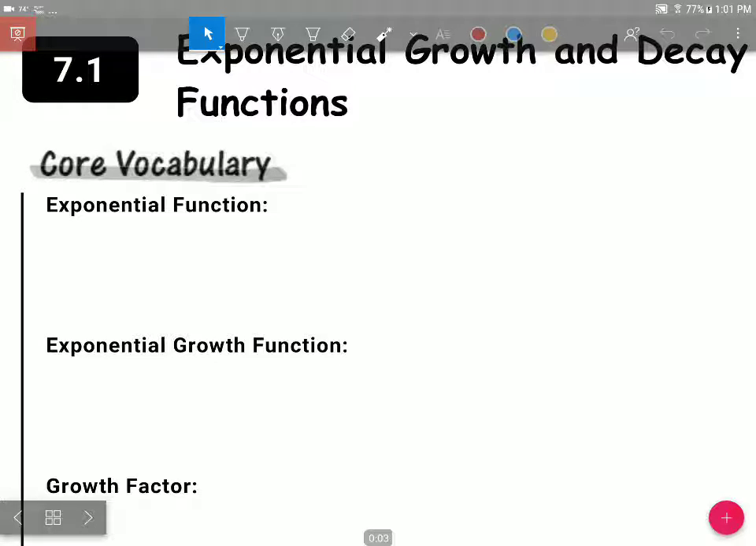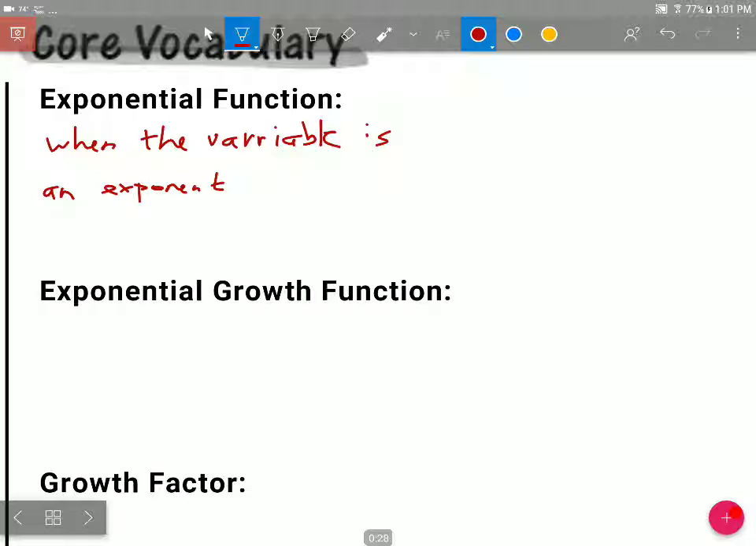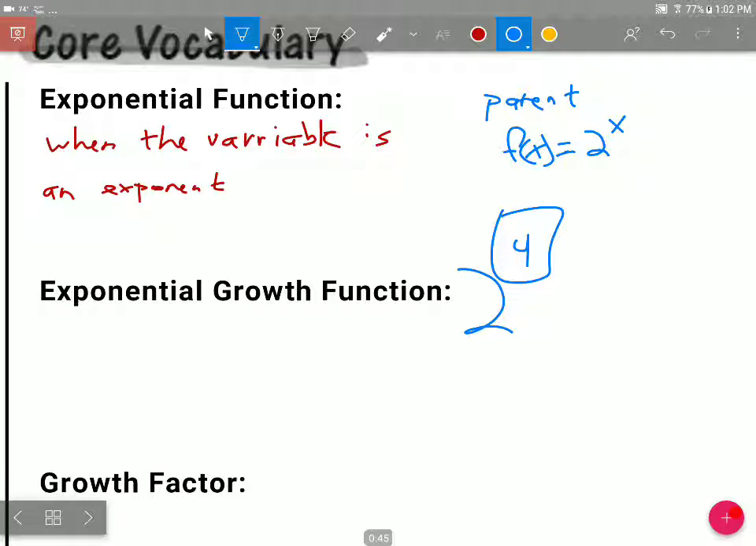So 7.1 exponential growth and decay function. An exponential function is a function where the variable is an exponent. I know, you never would have thought that, would you? The parent function is f of x equals 2 to the x. What's an exponent? An exponent is like 2 to the 4th power. That's your exponent. You follow me?